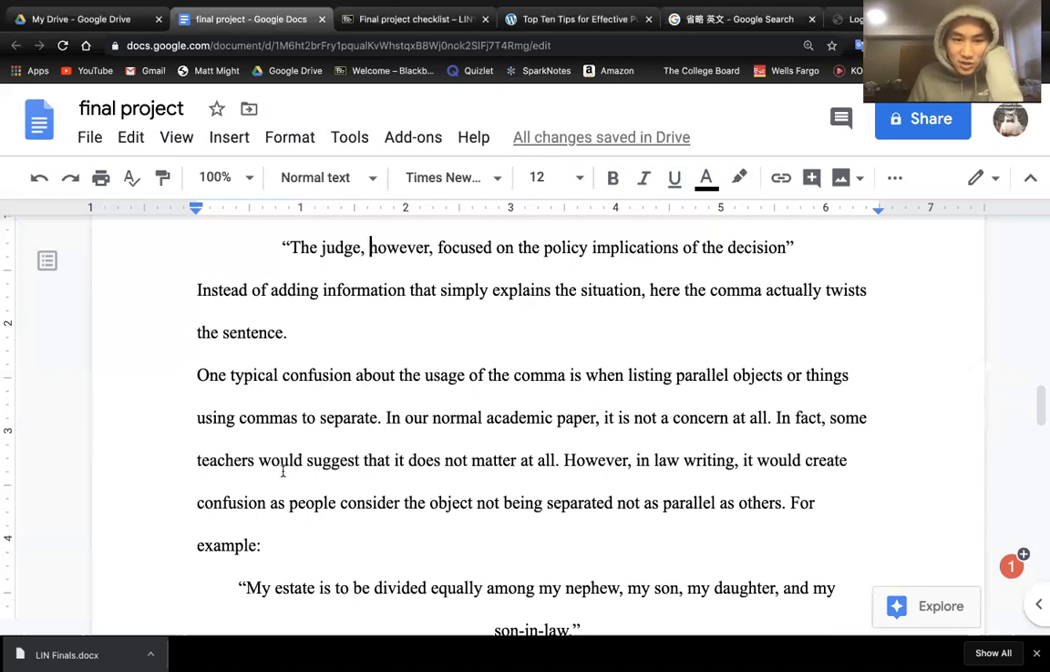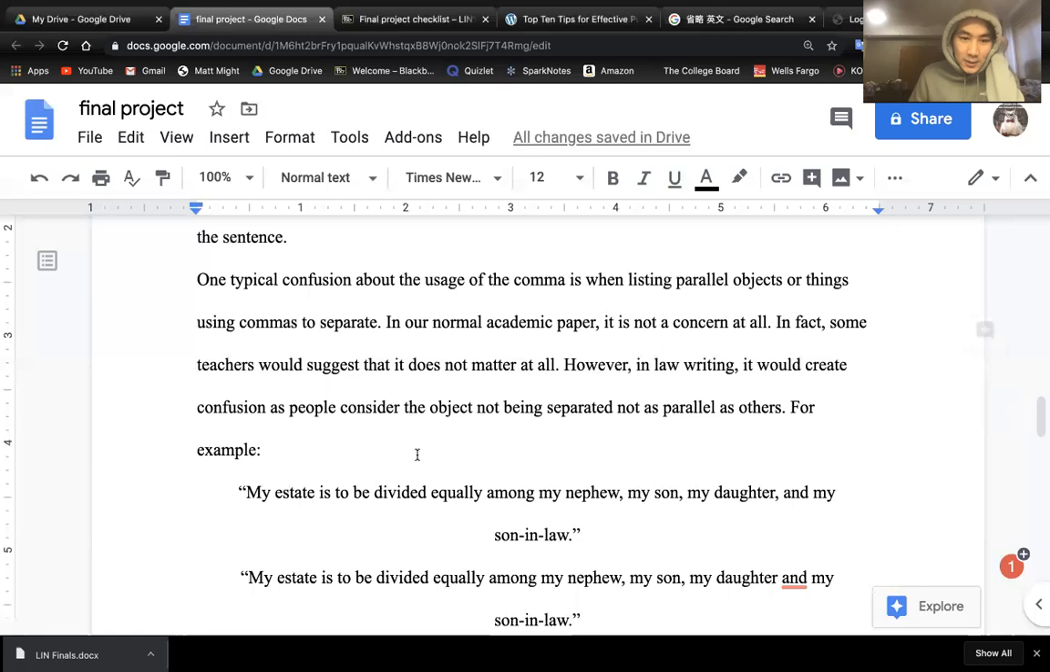In fact, some teachers would suggest that it does not matter at all. This usually takes place in high school English writing or AP English writing, or even some introductory-level college English writing. However, in law writing, it would create confusion as people consider the object not being separated as not as parallel as others. So for example, look at the two data here.